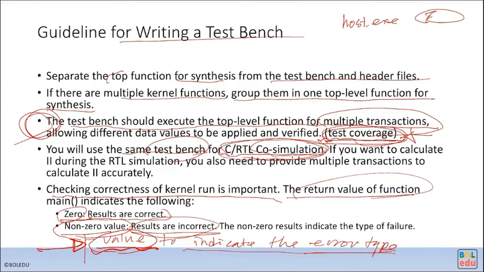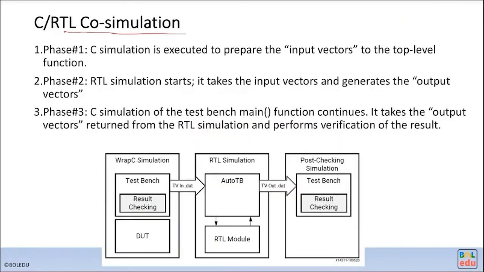Okay, this is the last slide: the C-RTL code simulation. As I said, for code simulation there are 3 phases. The first phase is to run C simulation on the host program. That's phase 1. The host program simply prepares the test bench data, the input vector to the kernel function.